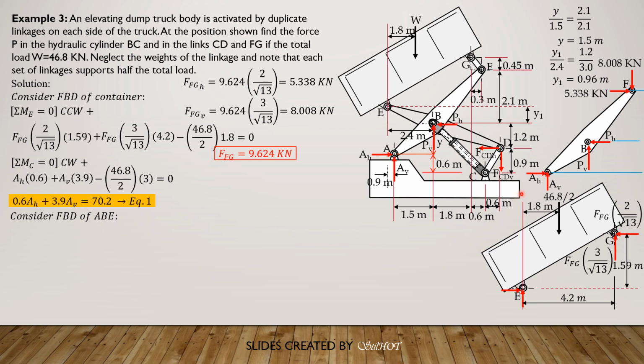So first, the vertical distances. The vertical distance between F and B is 2.1. Between B and A, it's Y, or 1.5. For the horizontal distance, between A and B is 1.5. Between B and F is 2.1 also.